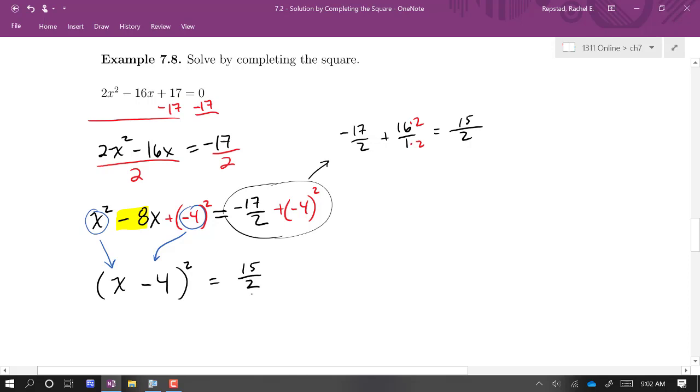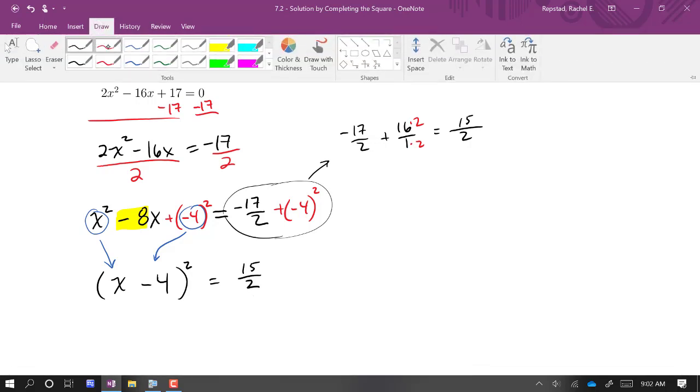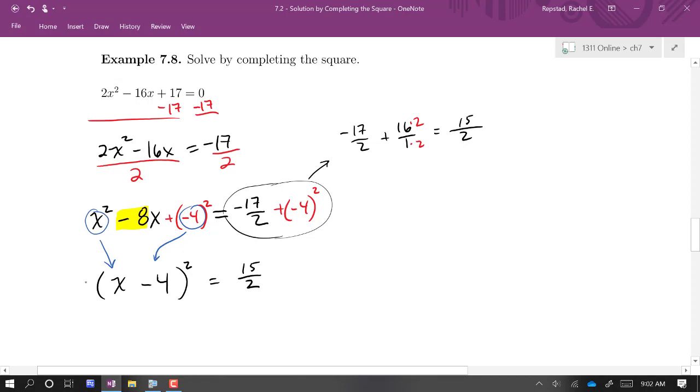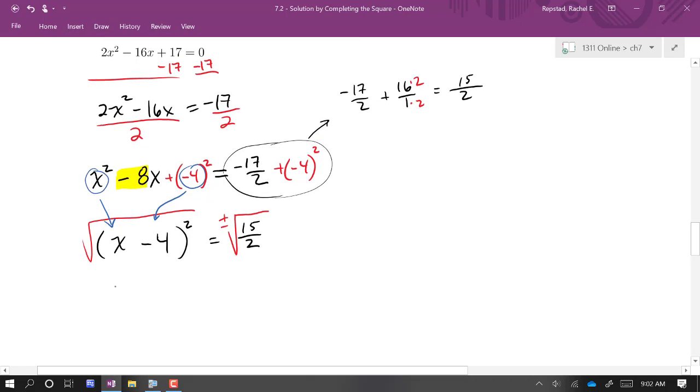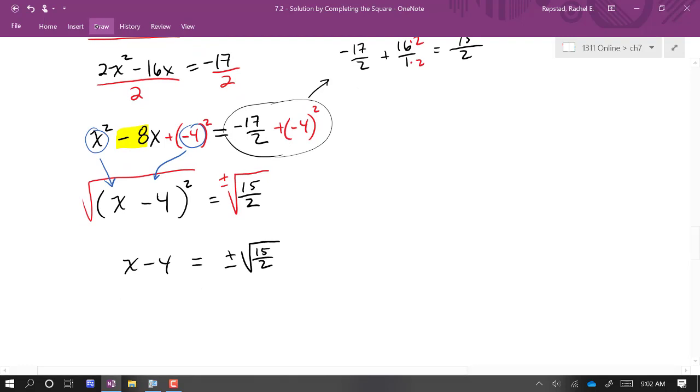All right, now I've got a perfect square on the left side. That's where my x lives, and then a constant by itself. The next step is to take the square root on both sides. On the right, I've got a plus or minus. So here's where this leaves us. Now, on the left side, we're taking the square root of a perfect square, so we get x minus 4. On the other side, we have plus or minus the square root of 15/2. And the only thing left to do to solve is to add 4 to both sides.